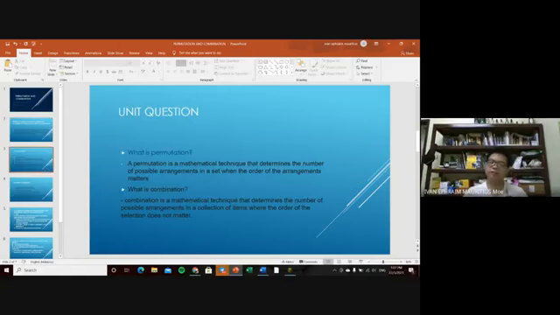Next. Okay, the first unit question. What is permutation, actually? A permutation is a mathematical technique that determines the number of possible arrangements in a set when the order of the arrangement matters. So, what is combination? Combination is a mathematical technique that determines the number of possible arrangements in a collection of items where the order of the selection does not matter. Permutation is like the card locker; combination is like choosing 7 of 18 channels.